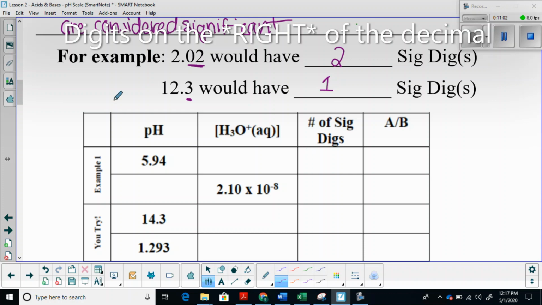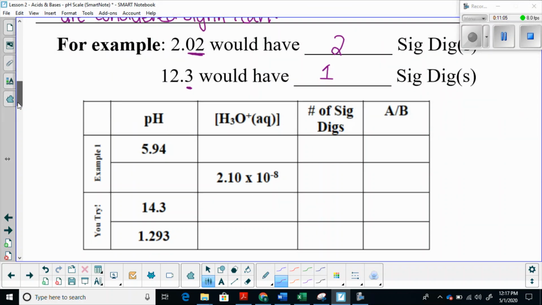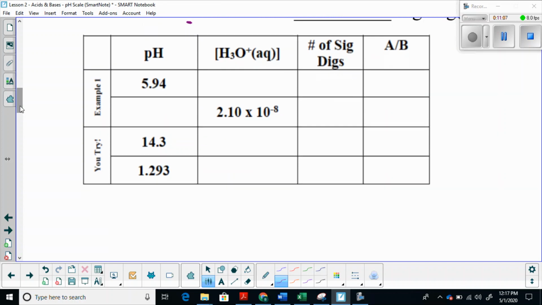Okay, so let's introduce some formulas to you guys to help us fill in this table. First of all, if you are calculating hydronium concentration from pH, the formula looks like this. To find your hydronium concentration, you're going to go 10 to the power of negative pH. So let's just go ahead and take a look at example 1 here. If I were to be using example 1, I would go 10 to the power of negative 5.94.